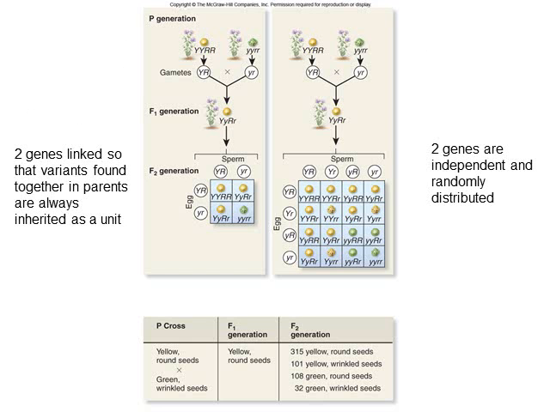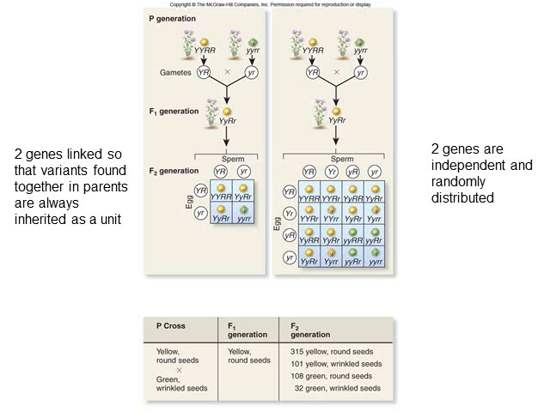But just to show you the difference, on the left-hand side we have his first hypothesis where the 2 genes are linked so that the offspring will match one of the parents. So if our parents are yellow, round, or green and wrinkled, our F2 generation will be yellow and round or green and wrinkled.